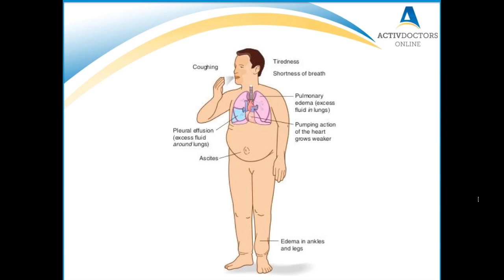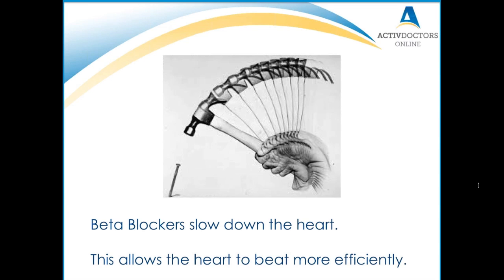How do we treat it? So the first thing that you usually do with congestive heart failure is a medicine called beta blockers. Beta blockers are the main medicine that has been shown to extend the life of people with congestive heart failure. They work by slowing down the heart.